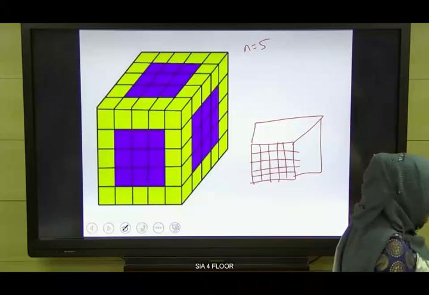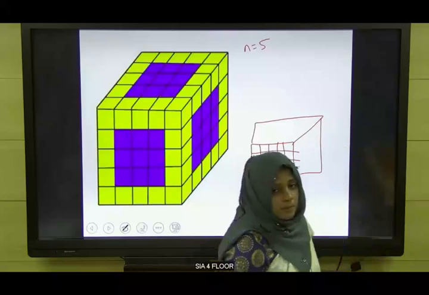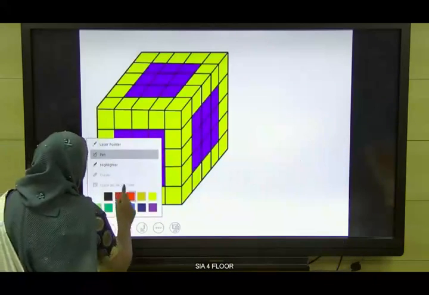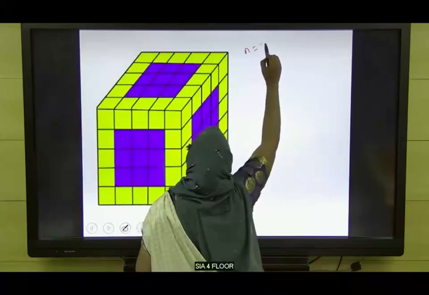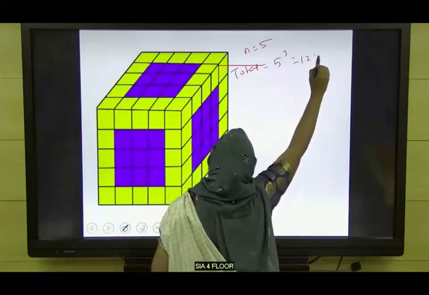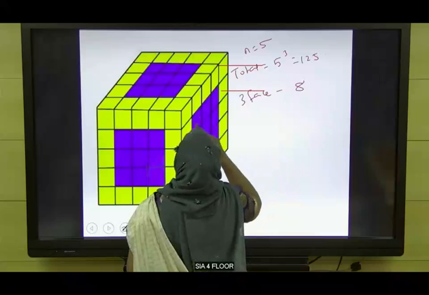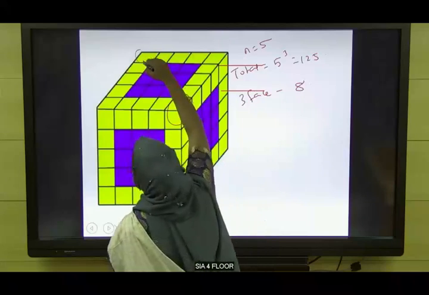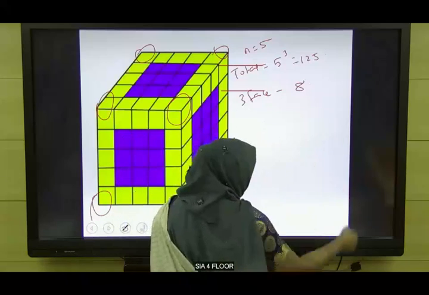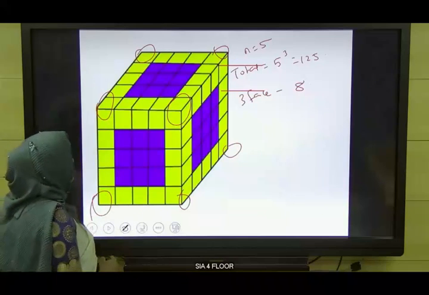Okay, I'll write the formulas again, don't worry. Okay, n is equal to 5. So what is the total number of cubes? 5 cubed, which is 125. Okay, so how many are 3 ways in it? It's always 8. Okay, whatever is there at the corner. So if you count 1 2 3 4 5 6 7, and the one which is hidden at the back.